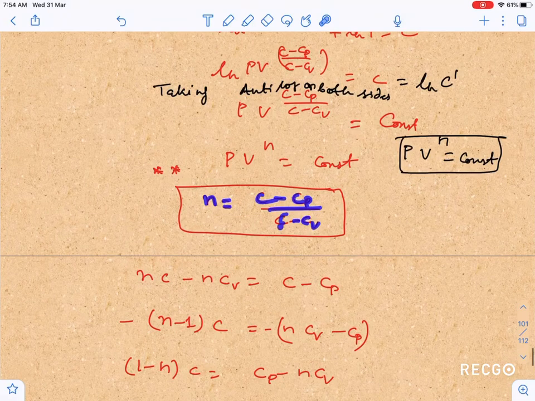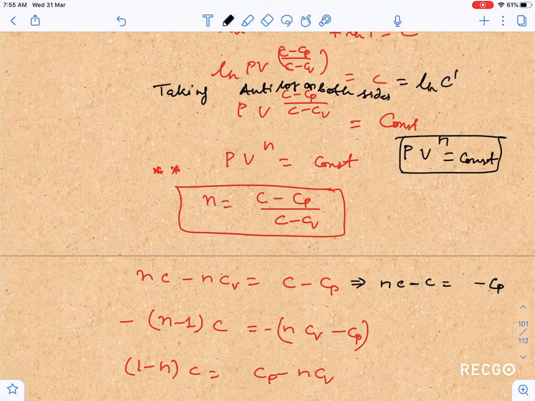So I have written like this, cross multiplying this side, n into c, you are saying that n into c minus n cv is equal to c minus cp. Now guys, what I have done here, if you take this c left side and n cv right side, so what you can write is nc minus c, this c you have taken this side, is equal to cp, I have taken right side also, so minus cp, and this term you can write NCV, NCV taking left side.